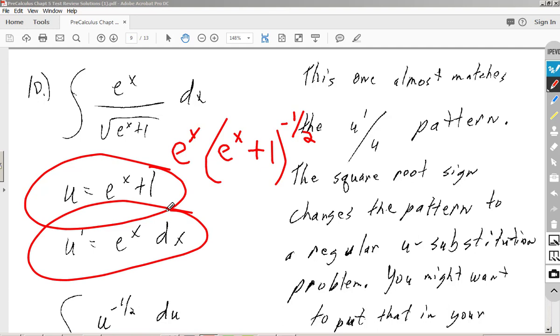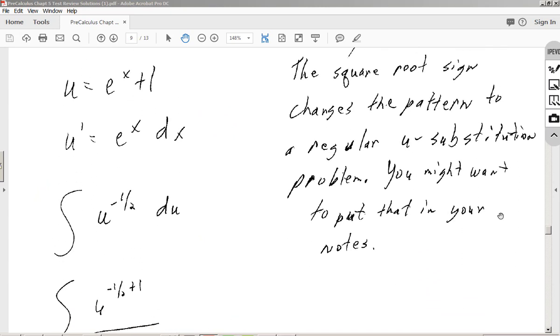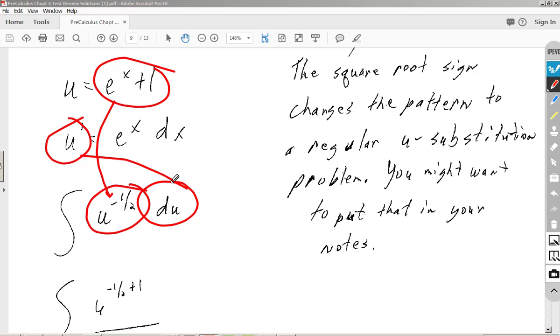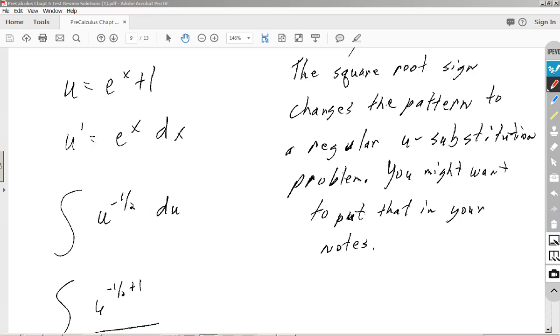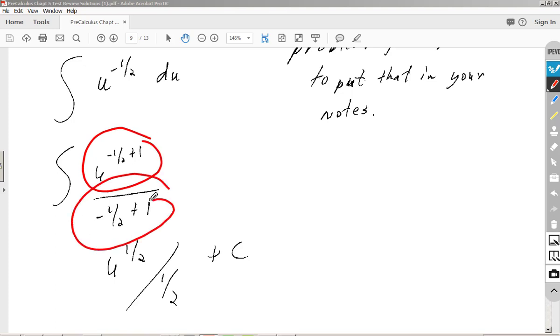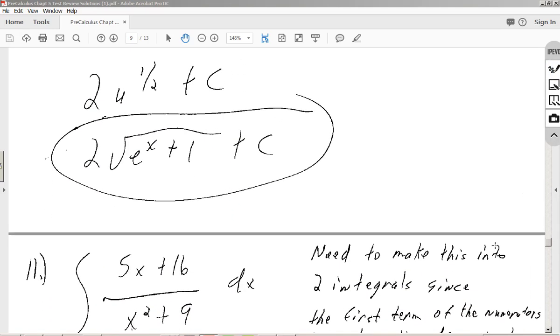So now using my u substitution with this parenthesis pattern, when I substitute that in, notice my u, which is e to the x plus 1, goes in the square root, so that's u to the negative 1/2. And then this u prime, in other words du, becomes my e to the x. So now using the plus 1 from my derivatives, u to the negative 1/2 plus 1 over negative 1/2 plus 1. This is u to the 1/2 over 1/2. You flip and multiply and you get 2u to the 1/2 plus c.